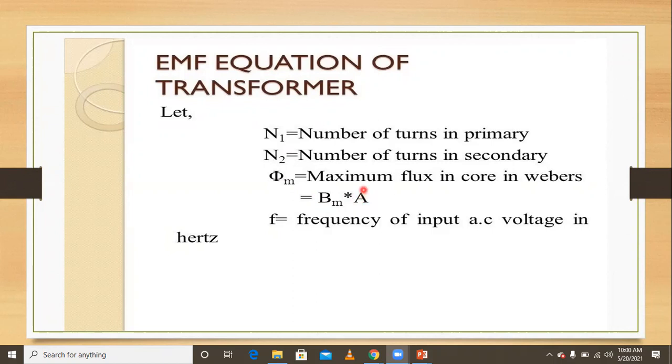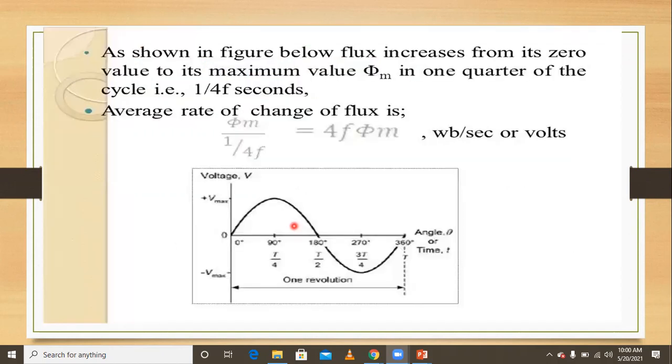F is called the frequency of the input AC voltage. So N1 is the number of turns in the primary, N2 is the number of turns in the secondary, phi m is called the maximum value of the flux in Webers, and F is called the frequency. And this sinusoidal waveform is the input.